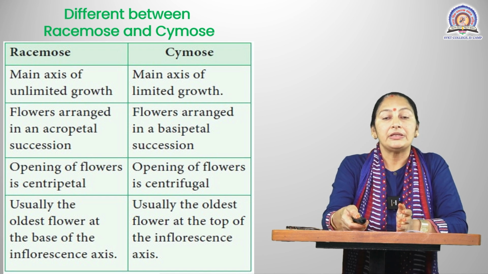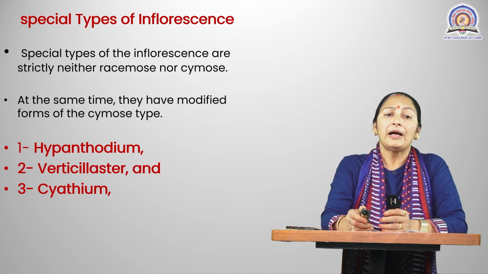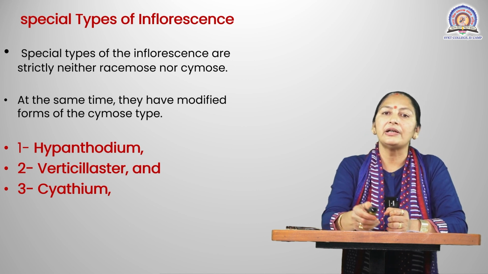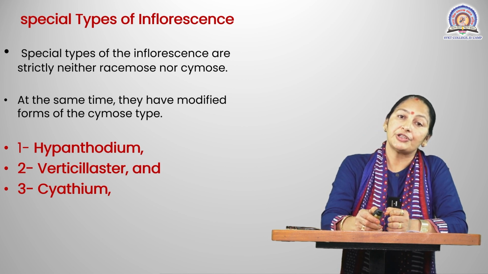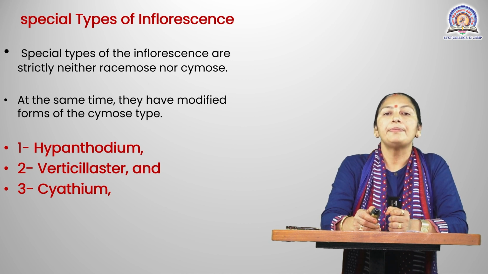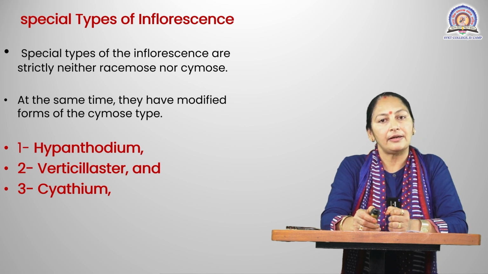It is the special type of inflorescence. Why is it special? Because the special type of inflorescence is strictly neither racemose nor cymose, and that's why it is separated from the other inflorescences, and that's why it is called the special or the modified inflorescence. It has three modified forms. The first one is the hypanthodium, the second one is the verticillaster, and the last one is the cyathium. You have to see them one by one.